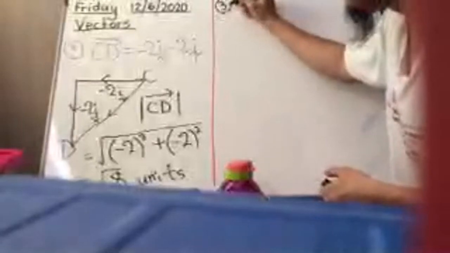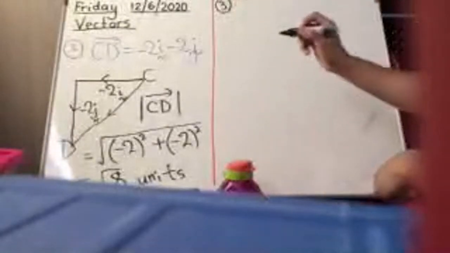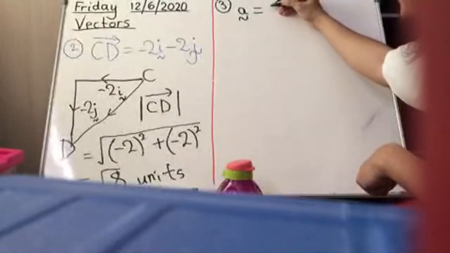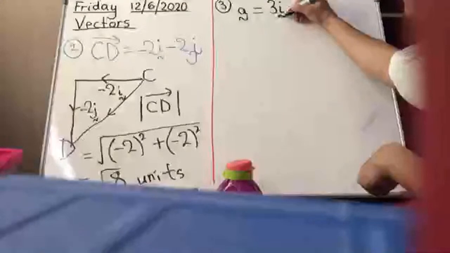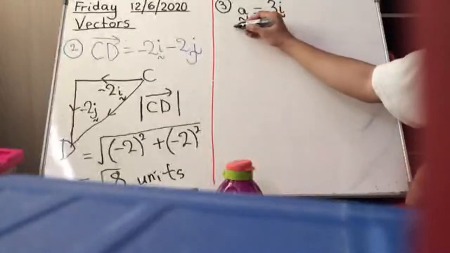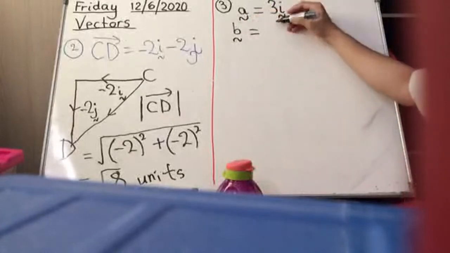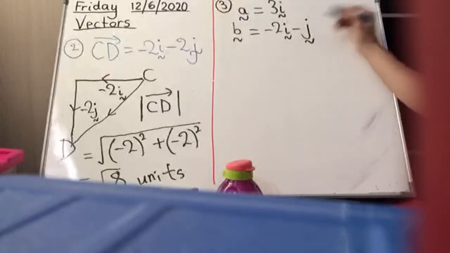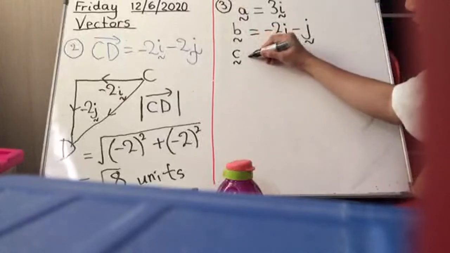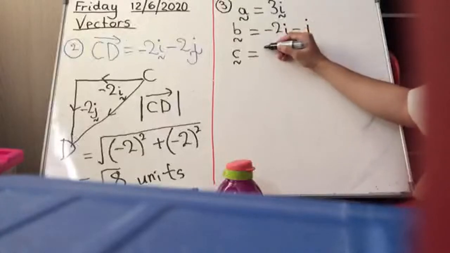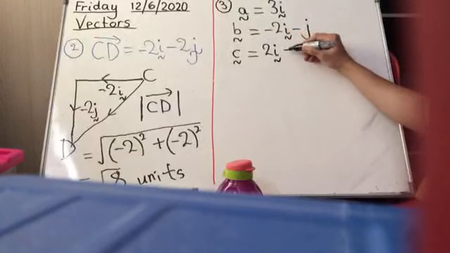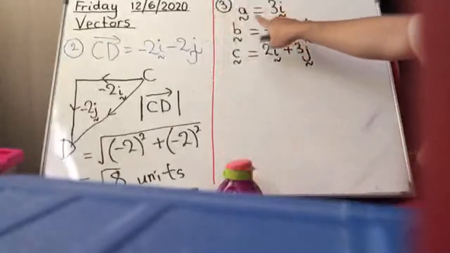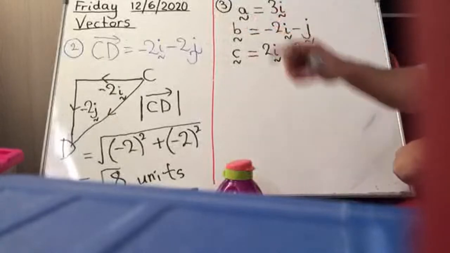Okay, this is example number 3. Let's say I'm going to define this as vector A. Vector A is equivalent to, let's say, 3i. This is vector B, which is equivalent to, let's say, negative 2i minus j. Lastly I have vector C, which is equivalent to, let's say I just put any random number, 2i plus 3j. Okay, this is from the question. So I give you vector A 3i, vector B negative 2i minus j.